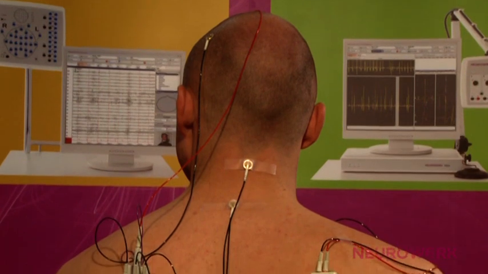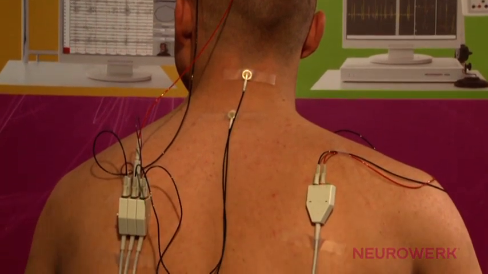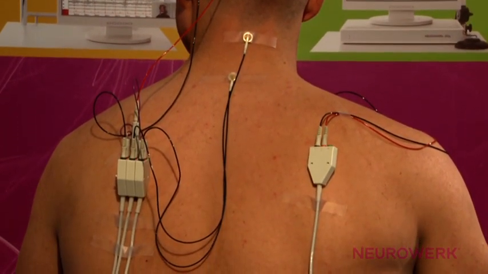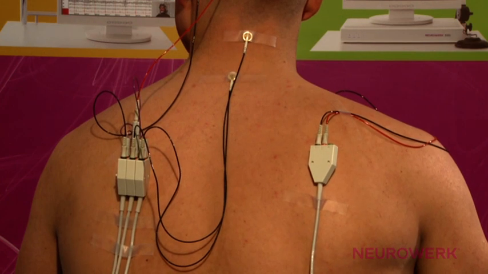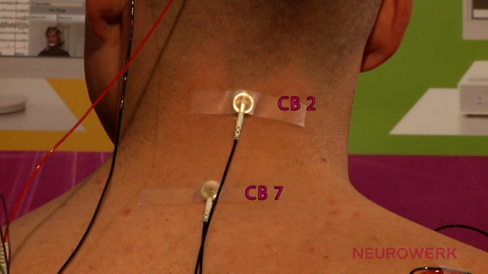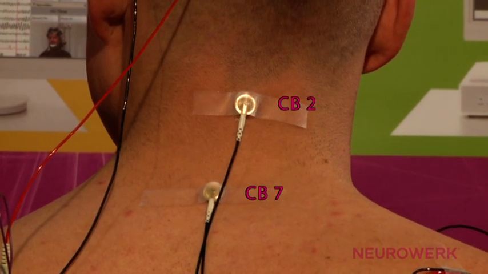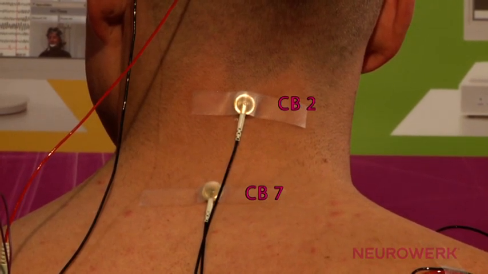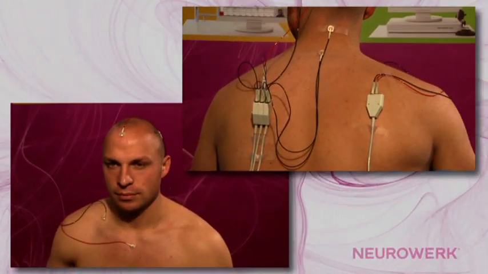The first spinal recording place is CB2. It is here that channel 2 is positioned 4 to 5 cm below the inion. CB7, which is channel 3, is placed between the spinous processes 6 and 7. The Erb's point corresponds to the 4th channel and is determined 2 cm above the center of the clavicle.